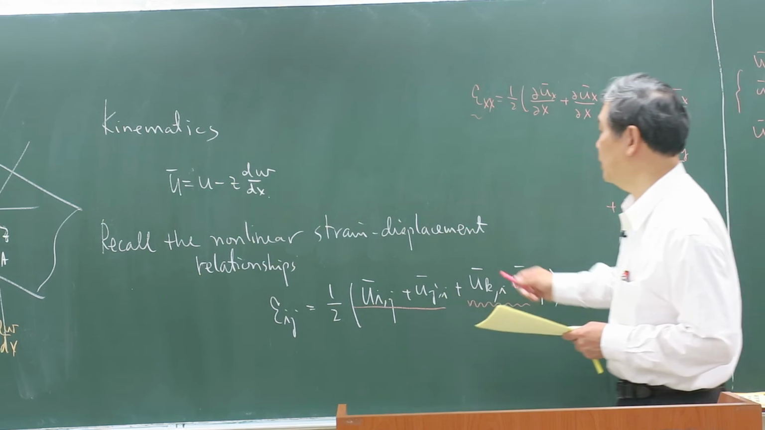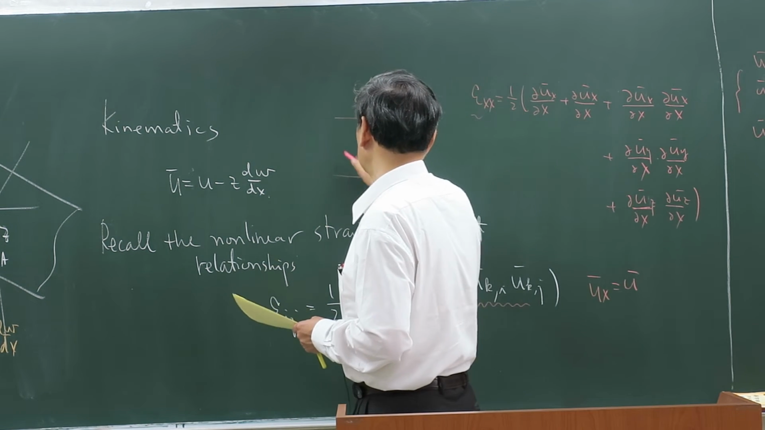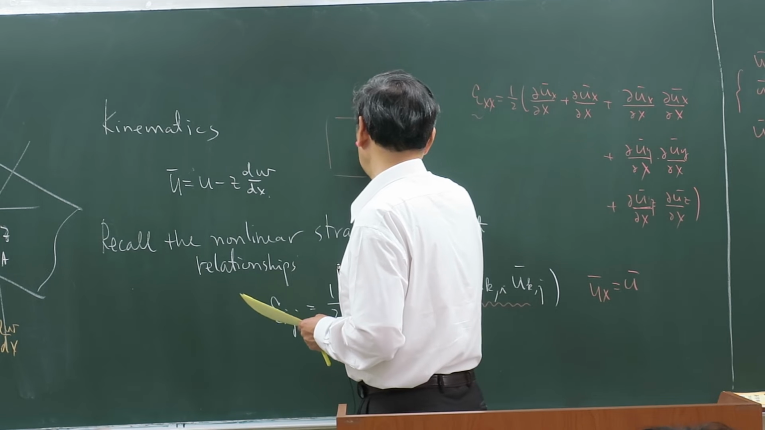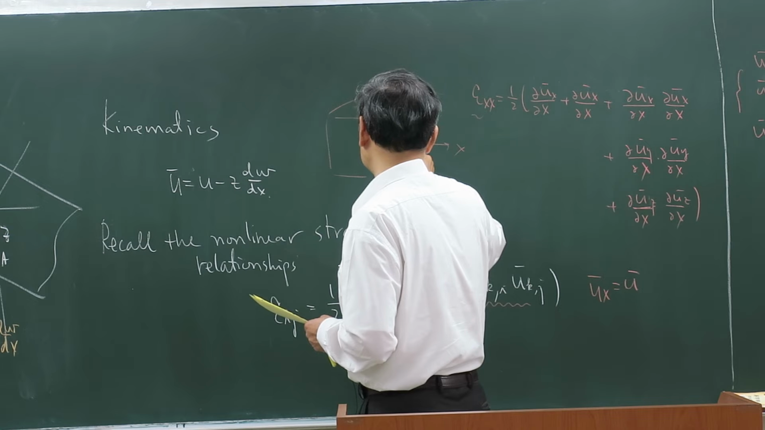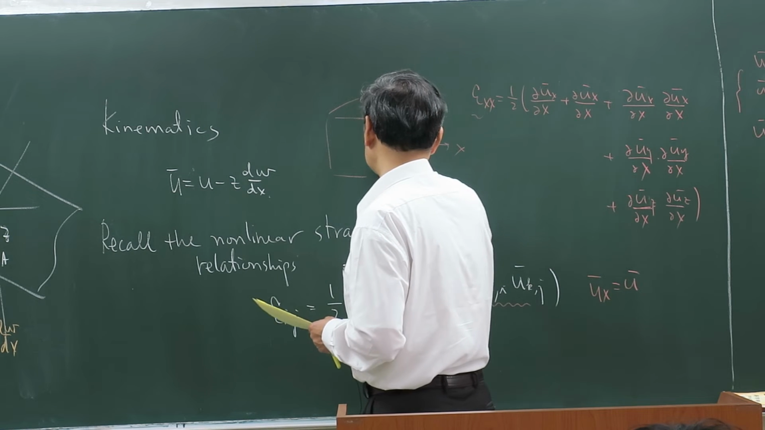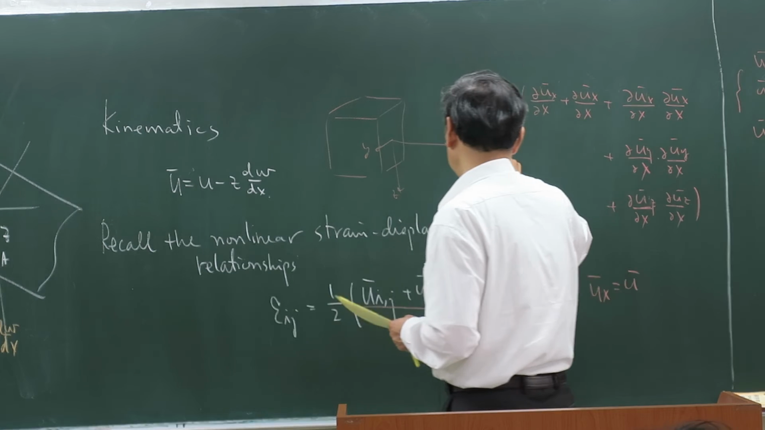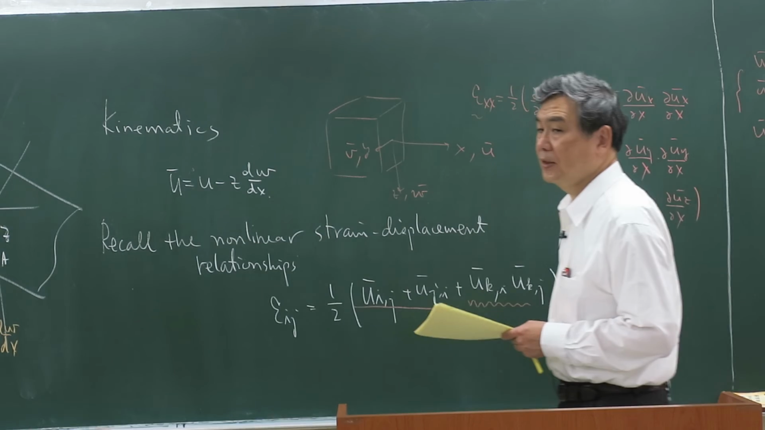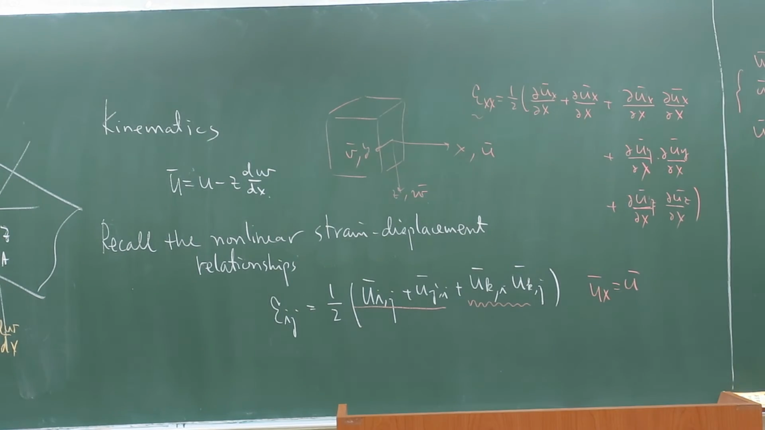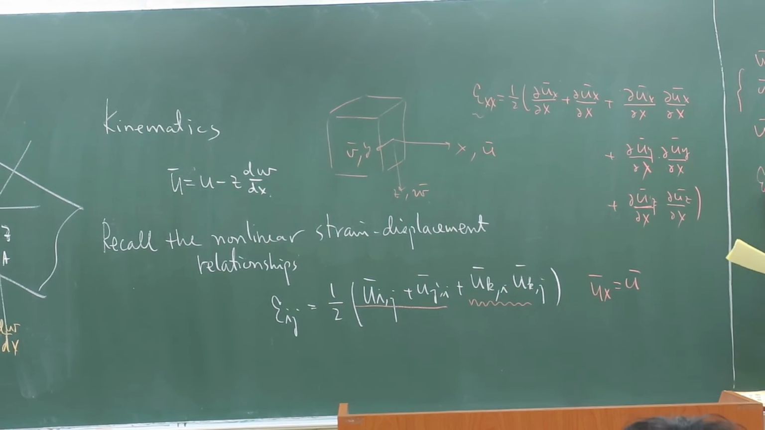So that means for each point in the space, we have this 3D: this is x, this is y, and z, and we call this u bar, this v bar, and this w bar. So from this relationship, we can say epsilon x is equal to partial u bar partial x plus one half partial w bar partial x squared.